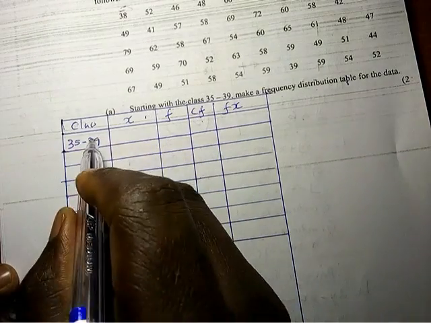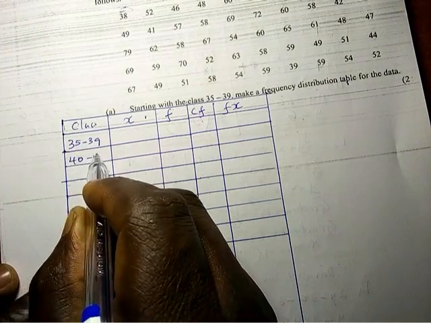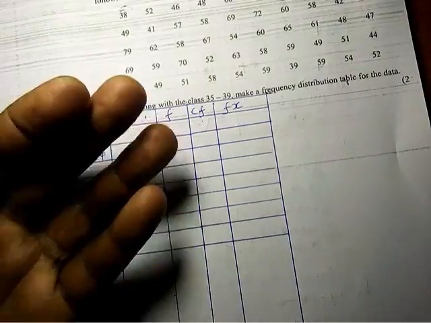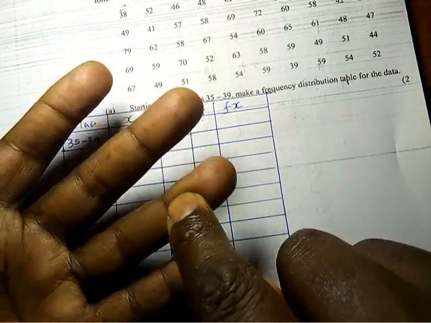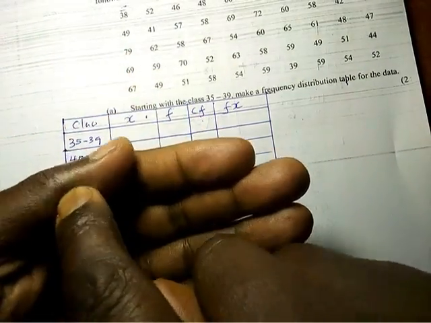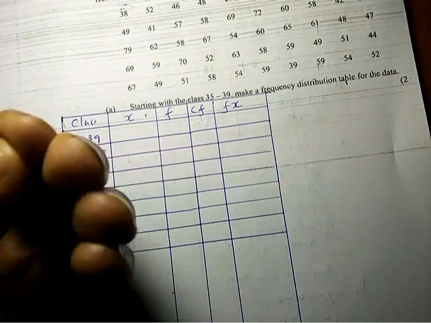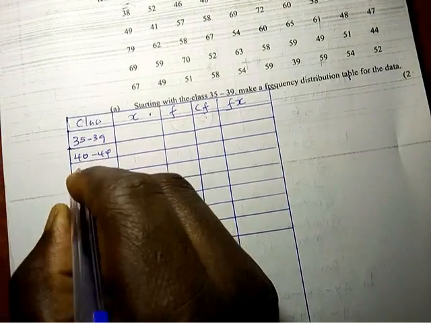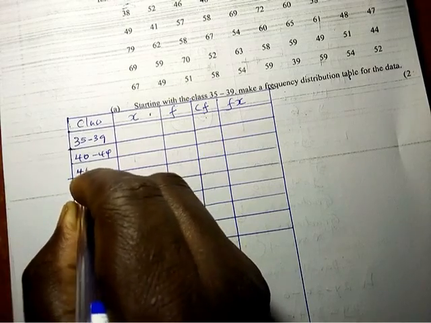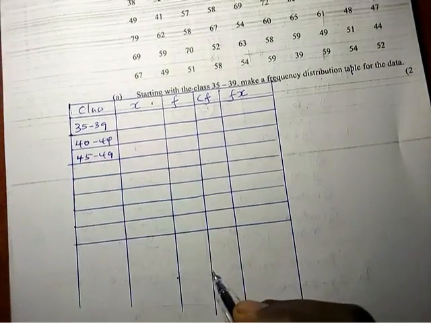The second one will start at 40 to 44, because the class interval is 5. So now count 35, 36, 37, 38, 39. Okay? 40, 41, 42, 43, 44. So that is the class interval of 5. So we will go next as 45 to 49, like that to the end.